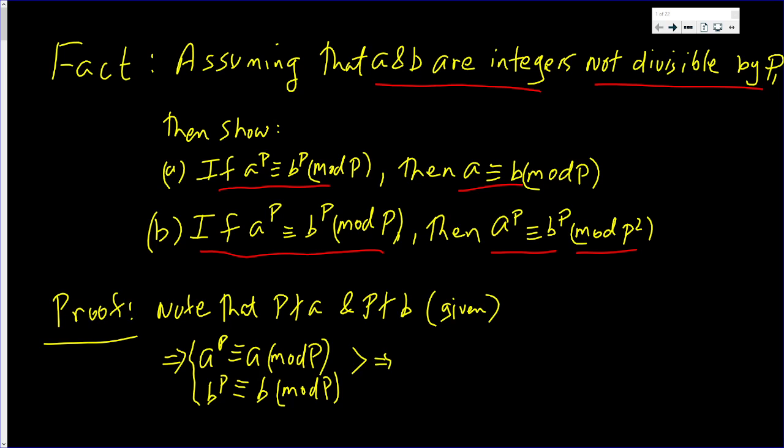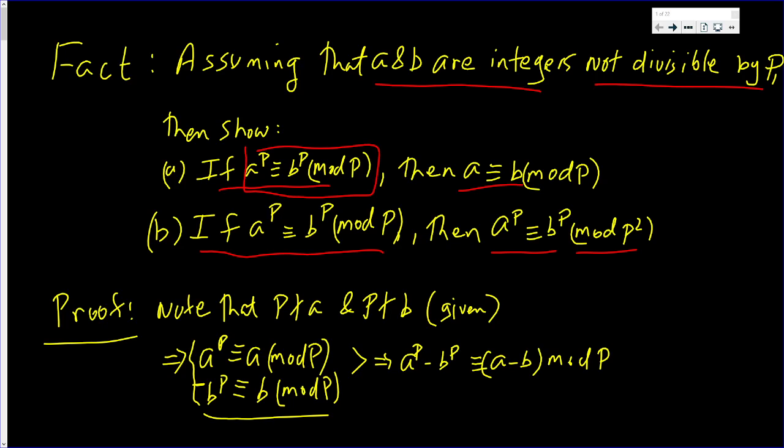Now, this implies that a to the p minus b to the p is congruent to a minus b mod p. I subtracted these two congruences. Okay. Now, we are told this. We are given that.